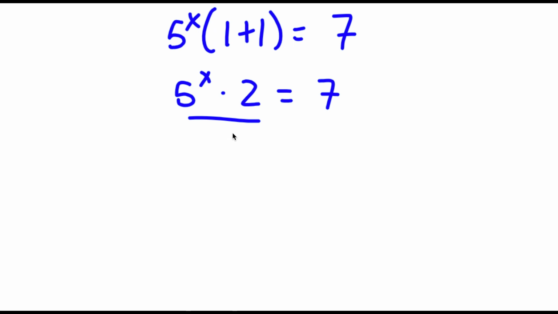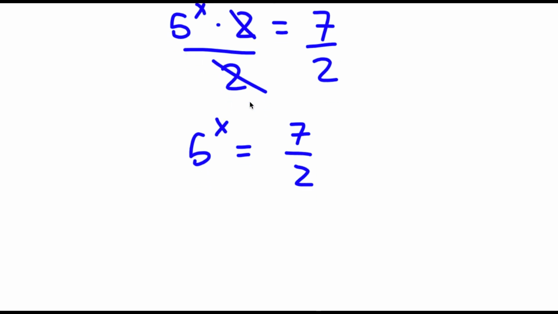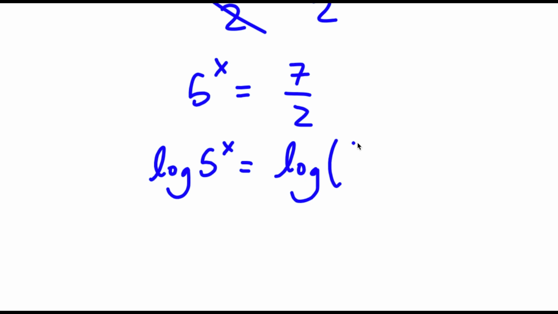Now I'm going to divide both sides by 2, so then these two cancel out, and I get 5 to the power of x is equal to 7 over 2. Now from here, I'm going to take the log on both sides. So now I have log 5 to the power of x is equal to log 7 over 2.